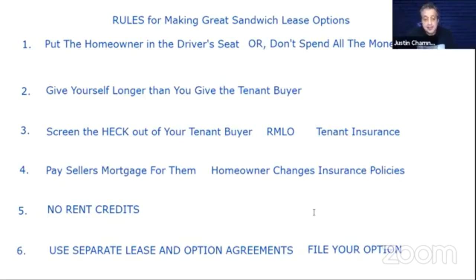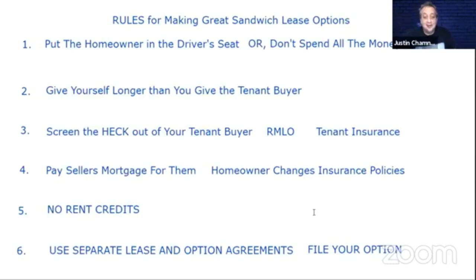Number six, use separate lease and option agreements. Especially if you're doing this virtually. Especially if you need to evict someone in a different state. Keep it simple and just have a lease. You know what I mean?